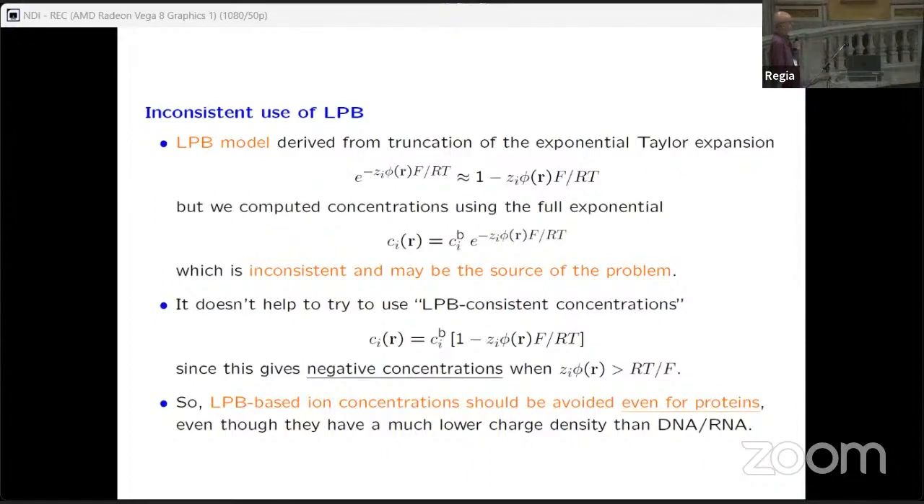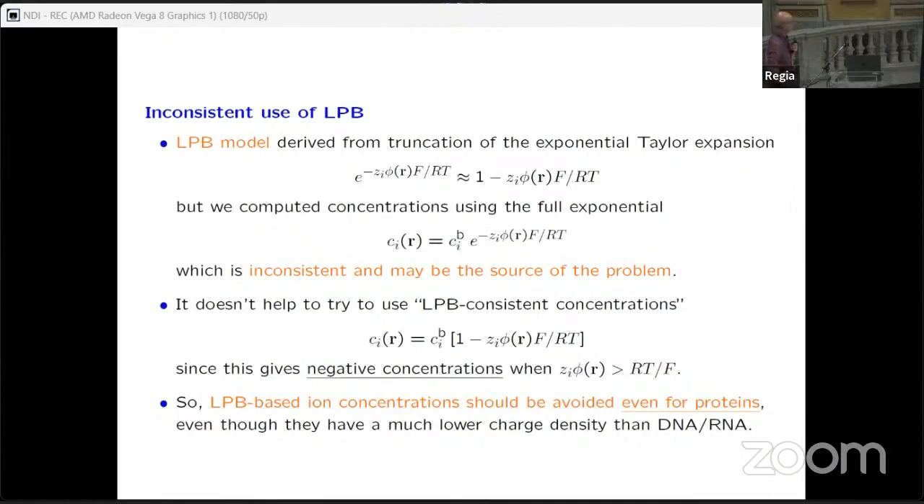But as I told you at the beginning, the way we have done it is that we computed the concentration grid in space using that expression, which uses the full exponential. So this is probably the source of the problem. We could try to be smart and use a linear version of the concentrations which is consistent with the linear form, using the first two terms of the exponential, but that's completely nonsense, because in some cases you will get negative concentrations. So it would clearly be a nonsense solution.